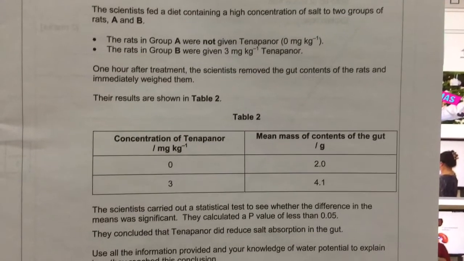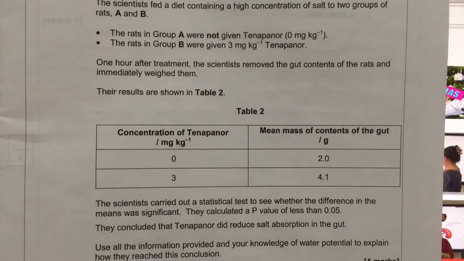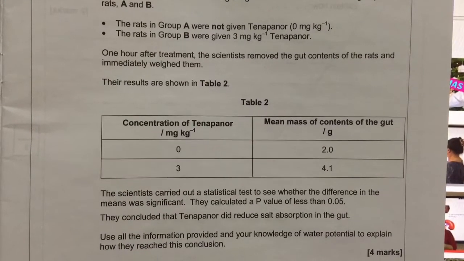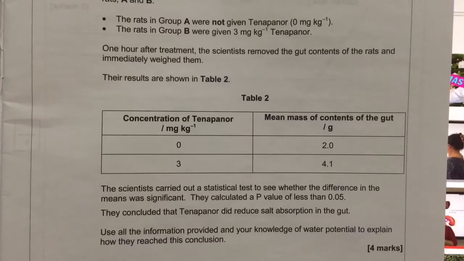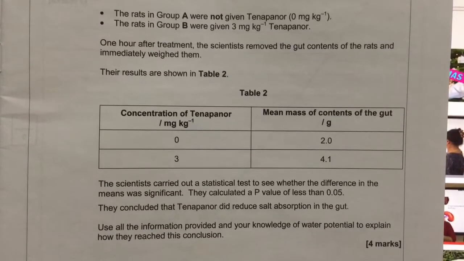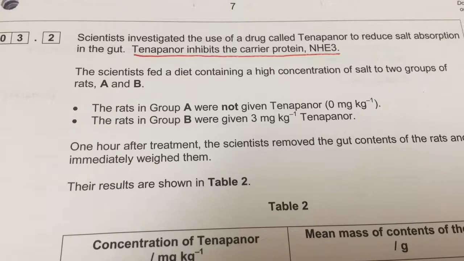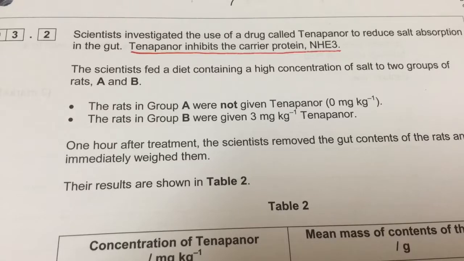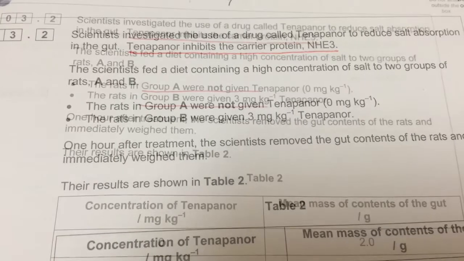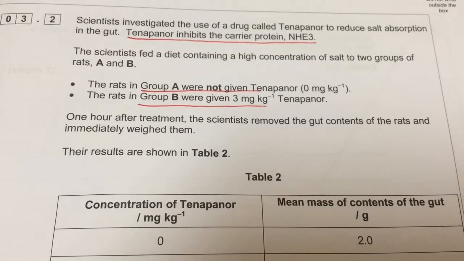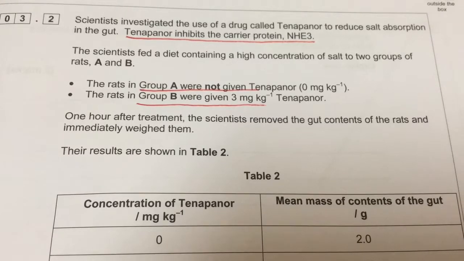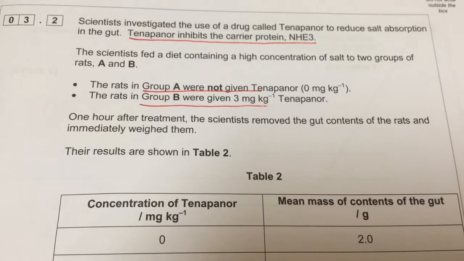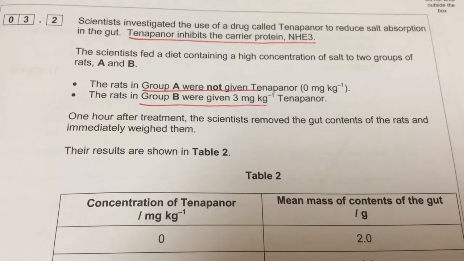Scientists investigated the use of a drug called tenapanor to reduce salt absorption in the gut. That drug inhibits the carrier protein NHE3. So far, that's the only bit of the question I need to highlight, that the drug, doesn't matter what it's called, doesn't matter I've never heard of it, but it inhibits the carrier protein NHE3. Okay, then we've got 2 groups of rats. One group was given the drug and the other group wasn't. Then 1 hour after the treatment, the scientists removed the gut contents of the rats and immediately weighed them, and there's our results in the table.